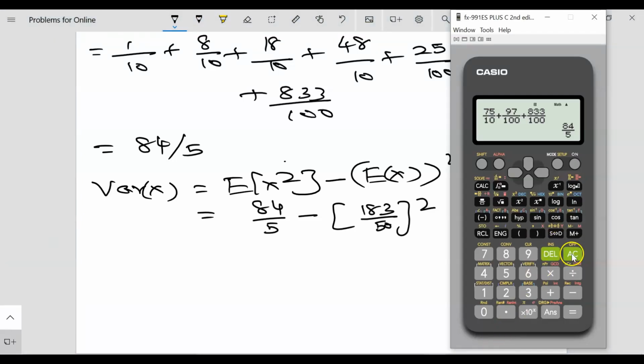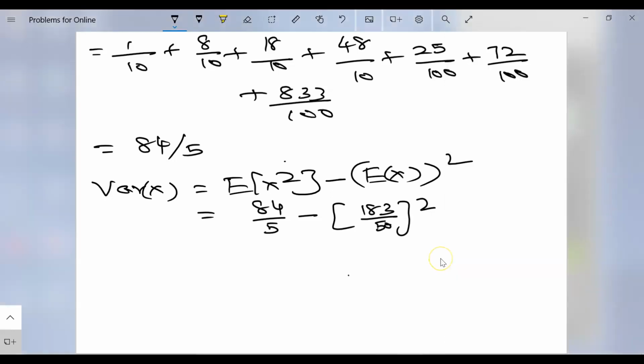Now again, all of you have this powerful calculator. Use it like this: 84 minus, let me put a bracket, 183 divided by 50, the whole square. And this is what we are having: 3.404. So the answer is 3.4040. Okay, this is the answer. That's it. This is the end of the first problem.